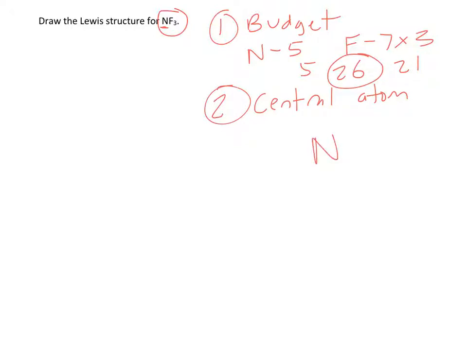And then you're just going to connect the rest of the atoms to that. These are what we call simple molecules. More complex ones might be a little trickier, but generally you're just going to connect them all to the central atom. And that's called our skeleton structure.